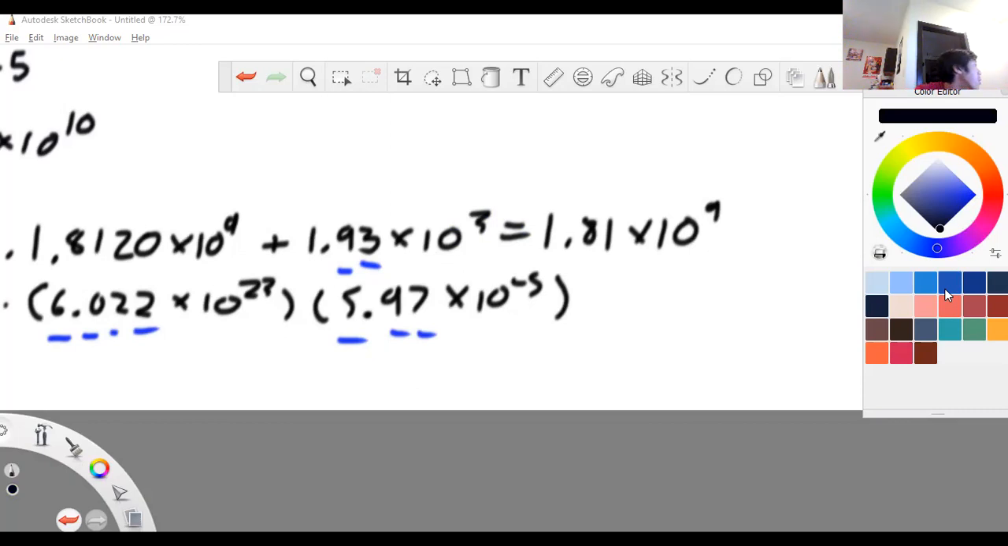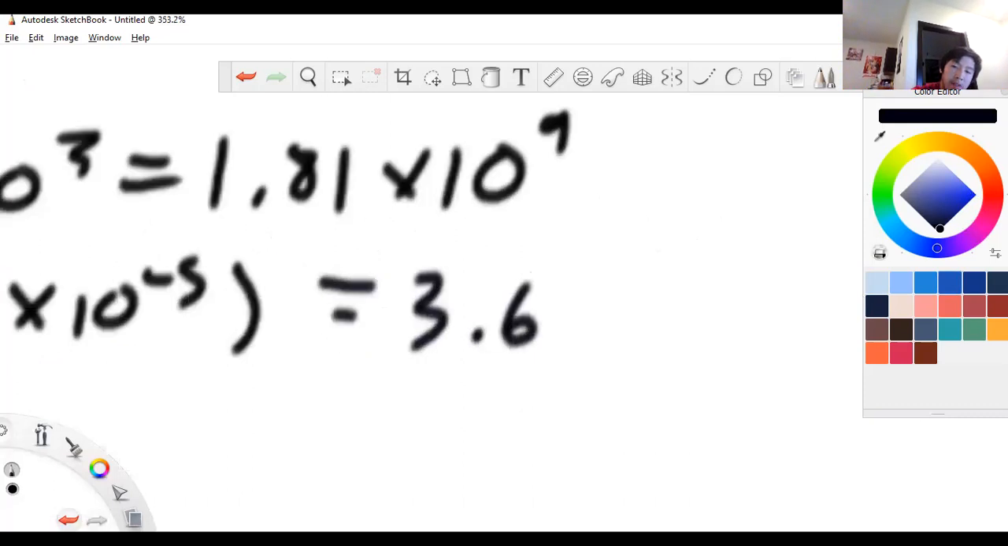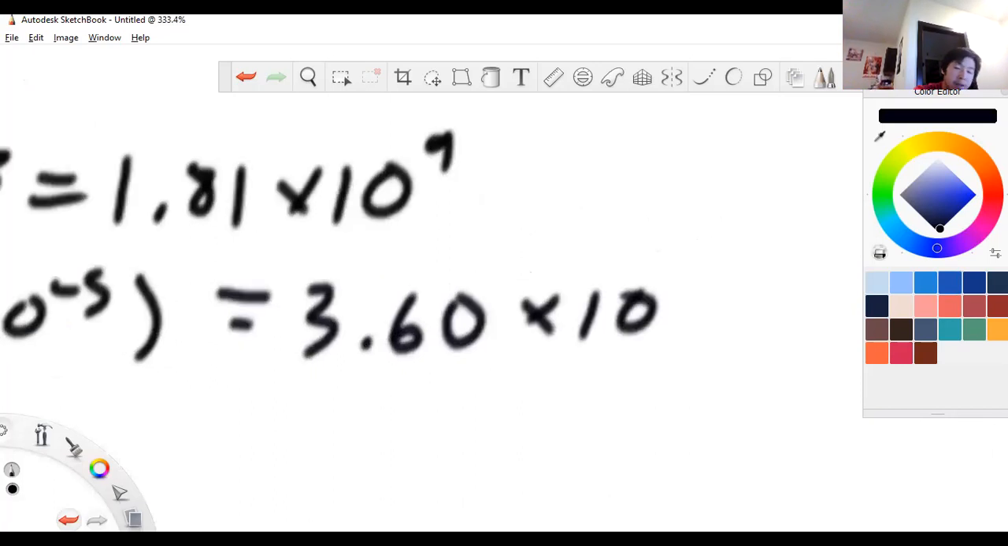We get 3.595134 times 10 to the 19th. But we only need 3 sig figs. So this will become 3.60 times 10 to the 19th.